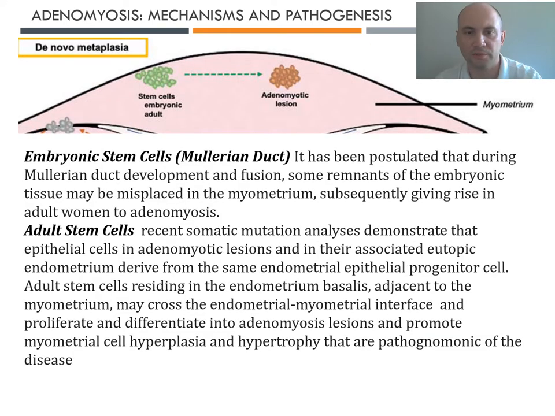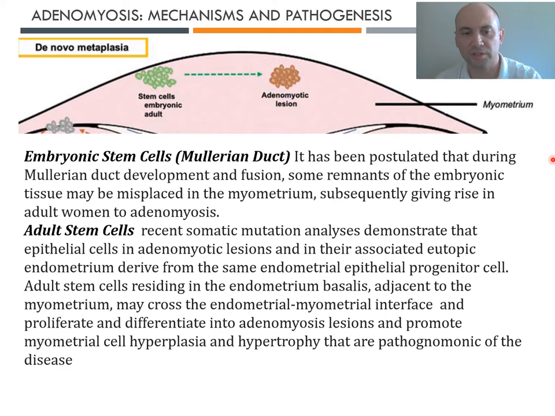Embryonic stem cells: it has been postulated that during Müllerian duct development and fusion, some remnants of the embryonic tissue may be misplaced in the myometrium, subsequently giving rise in adult women to adenomyosis. Recent somatic mutation analysis demonstrates that epithelial cells in adenomyotic lesions and in their associated eutopic endometrium derive from the same endometrial epithelial progenitor cell.